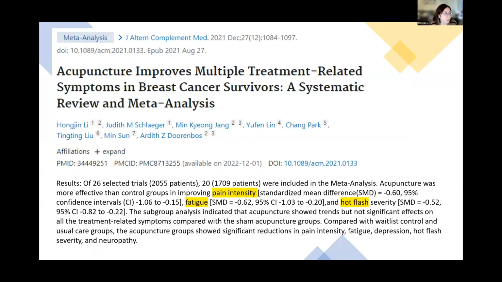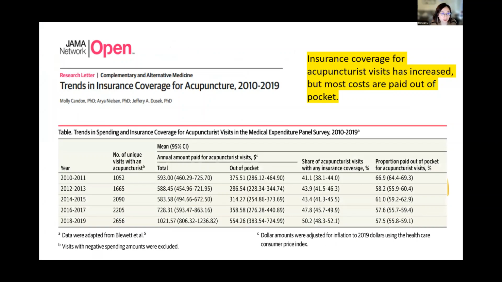So I'll continue. Our group also did a meta-analysis among women with breast cancer. What we found is that among 26 randomized clinical trials, acupuncture has shown efficacy in pain, fatigue, and hot flashes. Right now, JAMA Network published a survey showing encouraging trends for acupuncture. The insurance coverage for acupuncture visits has increased, but the problem is that most of them are paid out of pocket.